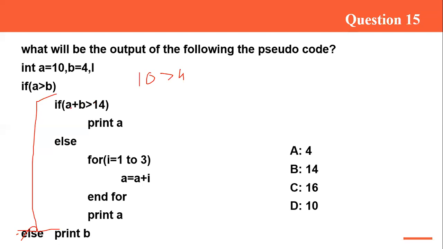Inside that block, what do we have? If A plus B greater than 14. What is A plus B? 10 plus 4, 14. Is 14 greater than 14? False. That means we are entering the else part. In the else part, what is there? I equals 1 to 3. I is initially 1.